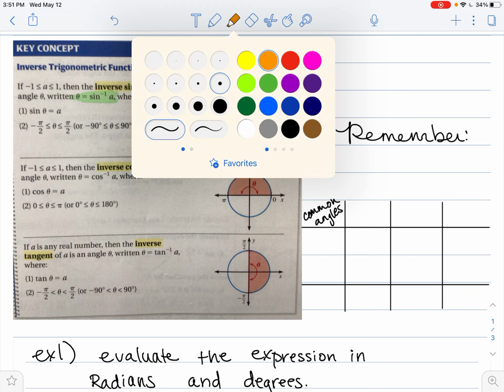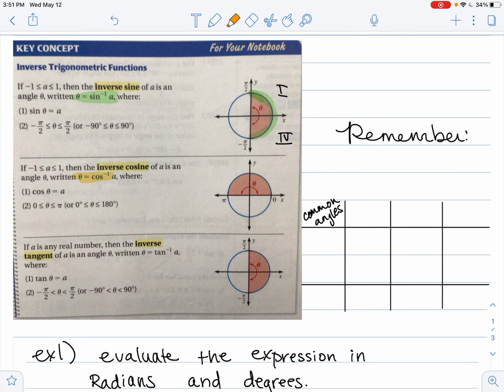The inverse cosine of a function exists between 0 and positive 180 degrees. So this is in quadrants 1 and 2, where this is 0 degrees and this is 180 degrees, or 0 radians to pi radians. And then lastly, the inverse tangent is valid between 90 and -90 degrees. And just like inverse sine, it's in the first and the fourth quadrant.